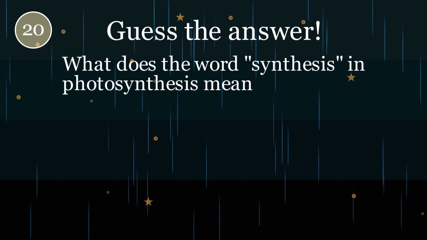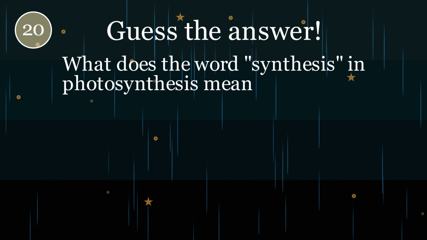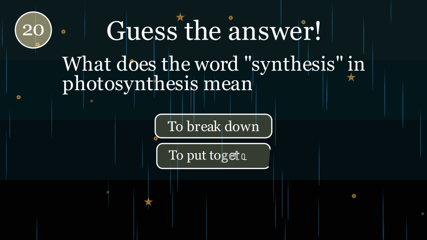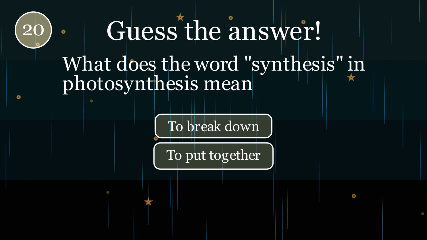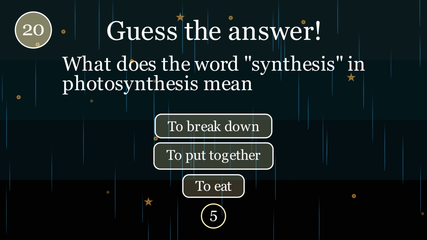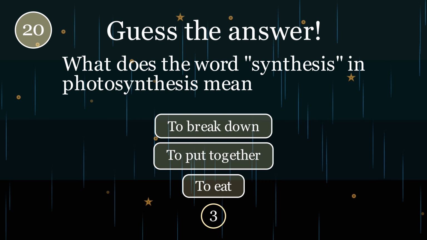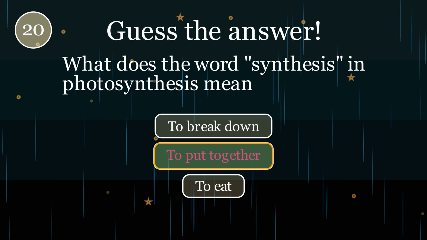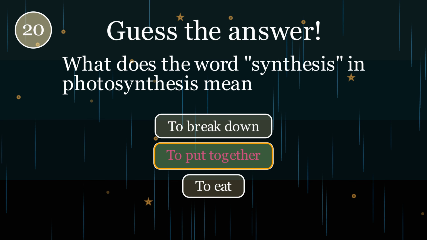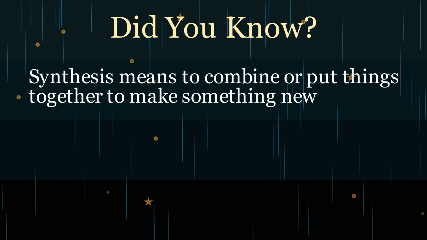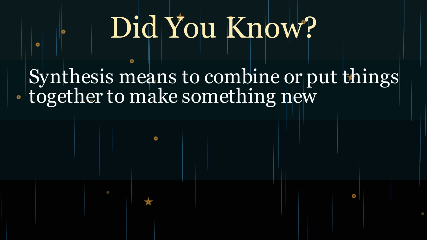What does the word synthesis in photosynthesis mean? To break down. To put together. To eat. The correct answer is to put together. Here's something cool. Synthesis means to combine or put things together to make something new.